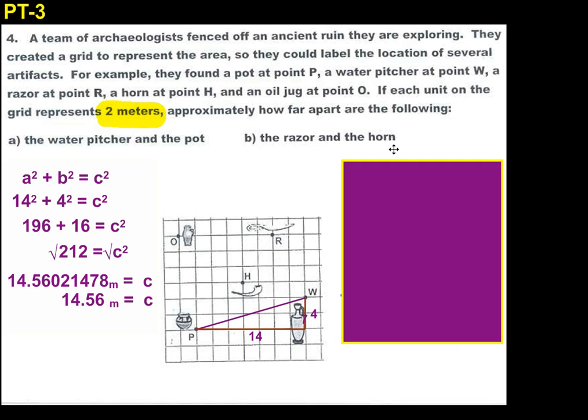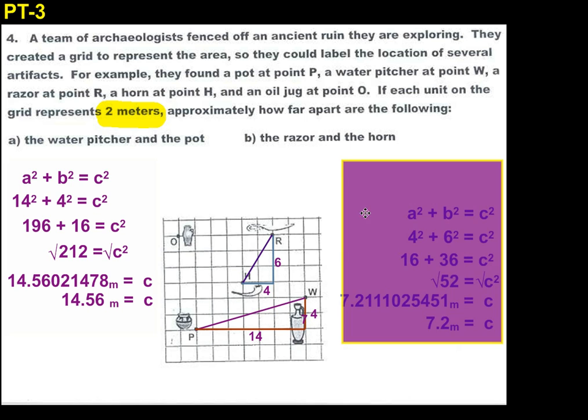Now let's take a look at the razor and the horn. So there's R for razor, H for horn. Let's connect those two. And again, we want to try and make a right angle out of this, so we'll make 2 more lines. And we can see, again, counting by 2's, that this is 3, so it's going to be 6 meters. And this is 2, so it's going to be 4 meters. And again, we have enough information that we can plug this into the Pythagorean theorem.